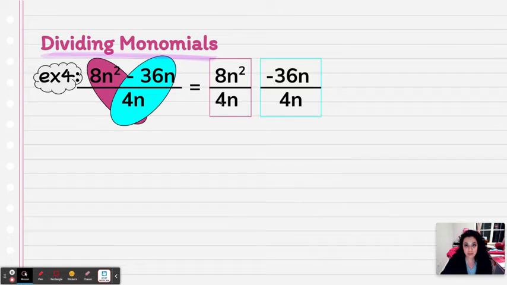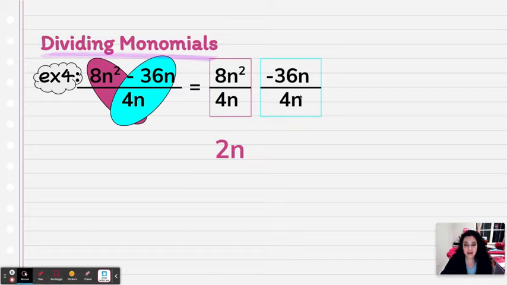I know 8 divided by 4, since that is my coefficient, is 2. Then n squared divided by n to the first power. That's going to be 2 minus 1, which is 1. So that leaves me with 2n. 8 divided by 4 is 2. N squared over n is just an n. We could have done n times n divided by n. These cancel out. Left with 1n in the end.